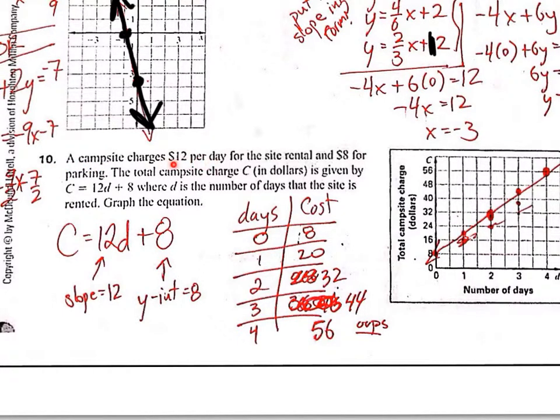So for question 10, a campsite charges $12 per day for the site rental and $8 for parking. So it looks like you pay for parking once, and then $12 per day. So the total campsite charge in dollars is given by, this is the total cost, this is the slope, $12 per day, and then the y-intercept, which is the $8 that you have to pay once. D is the number of days the site is rented. Graph the equation. So you could look at this and say slope is 12, y-intercept is 8, and so plot your y-intercept, and then rise 12 for every 1.